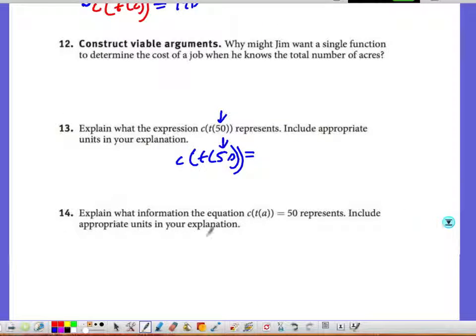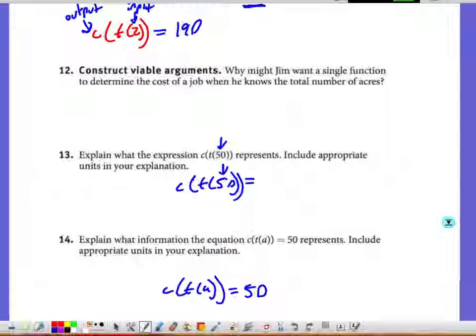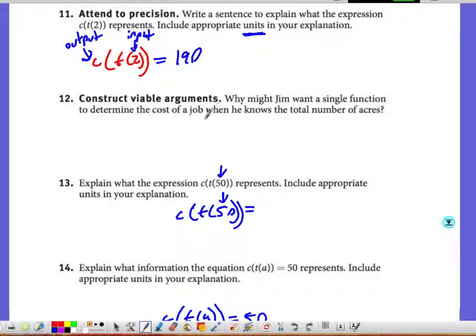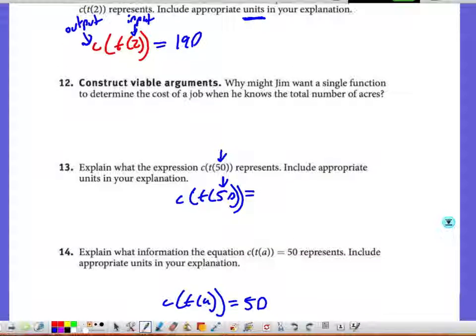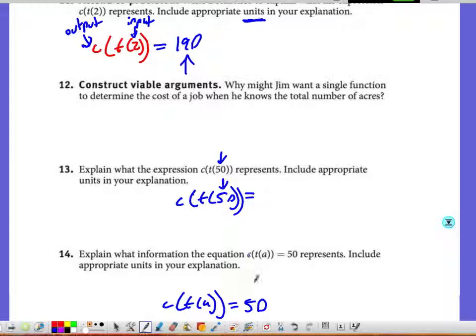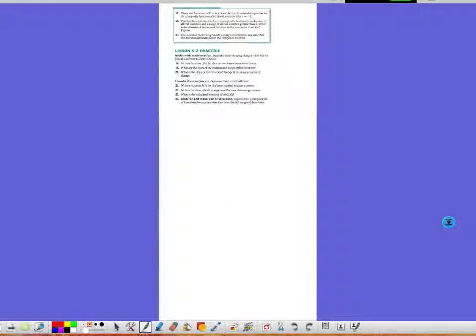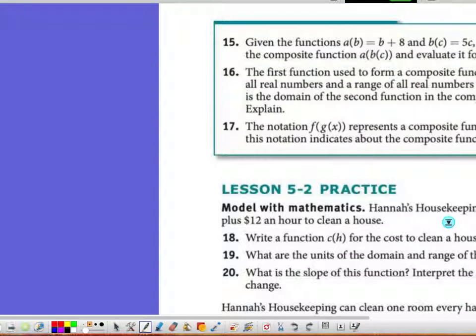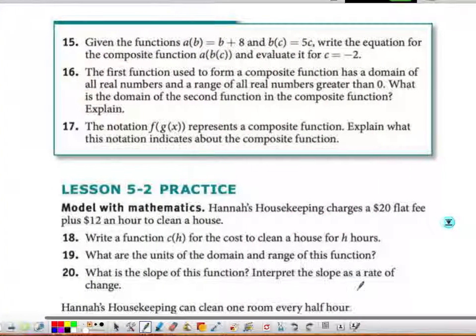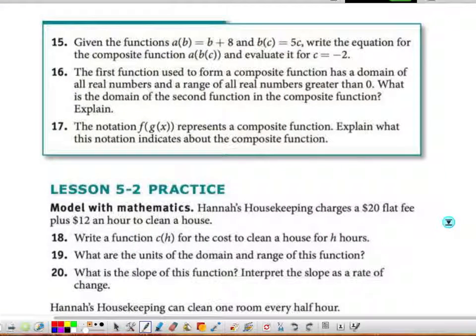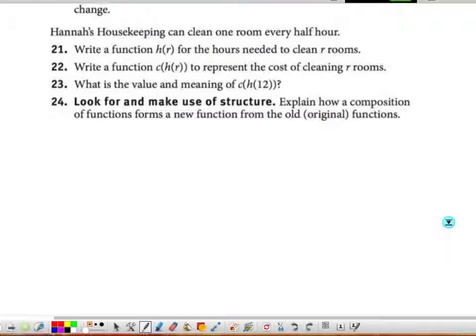And then a very good question here, number 14. Explain what information the equation C of T of A is equal to 50 represents. So just take a look at number 11. What did 190 represent? And so what does the 50 represent here? And so that was basically it for lesson 5-2. And I had you work 15 to 24.